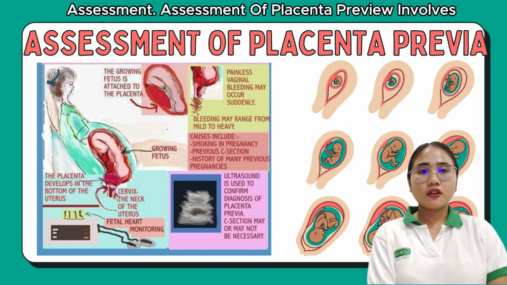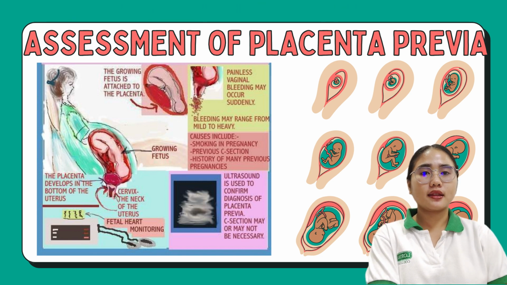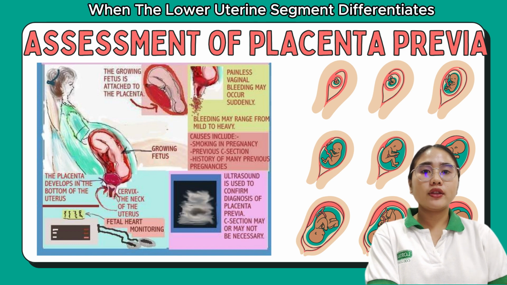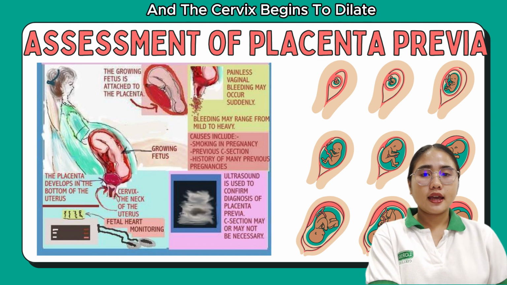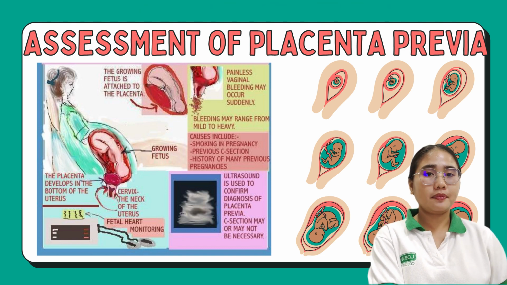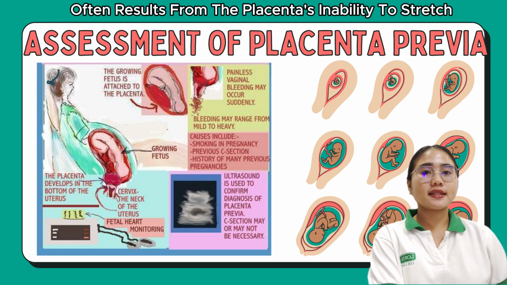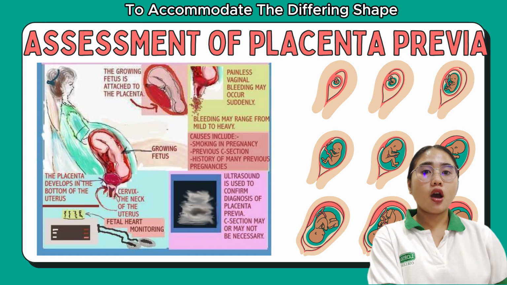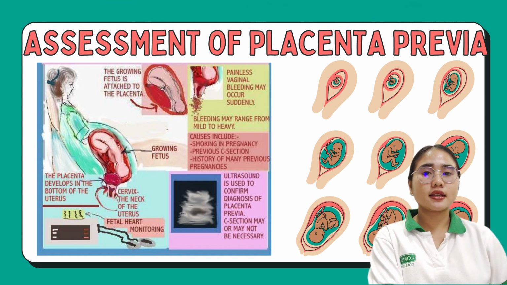Assessment. Assessment of placenta previa involves various considerations to ensure timely intervention and appropriate management. Bleeding typically begins when the lower uterine segment differentiates from the upper segment late in pregnancy, around week 30, and the cervix begins to dilate. The bleeding, characterized by abrupt, painless, bright red bleeding, often results from the placenta's inability to stretch to accommodate the differing shape of the lower uterine segment or the cervix.